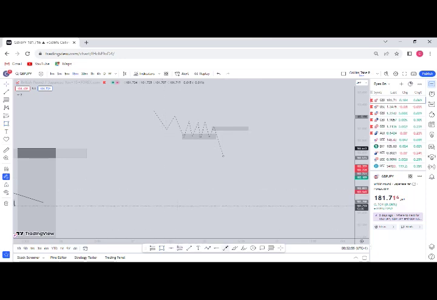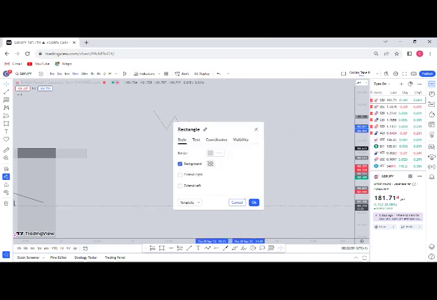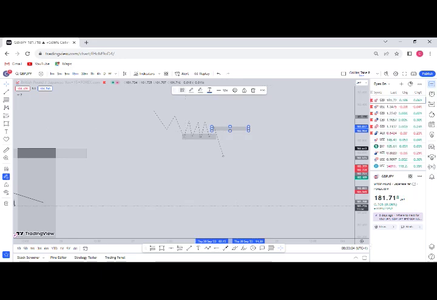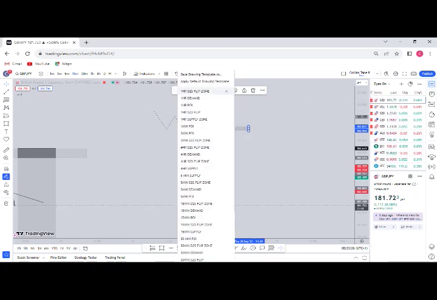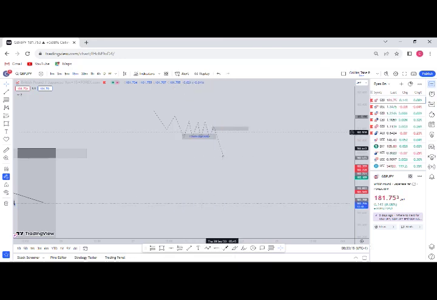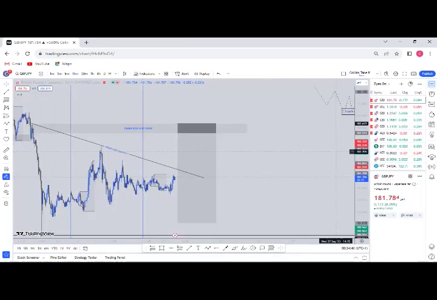We're going to call this one our 15-minute demand to supply flip. This was the demand that was broken, the demand that failed due to the introduction of this supply. Now this is what we are trying to do right here.